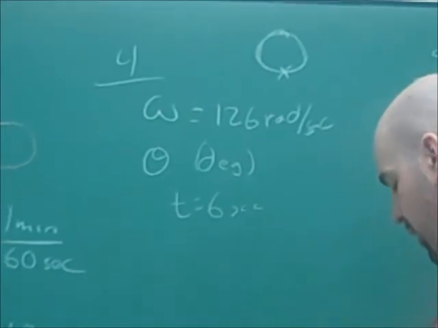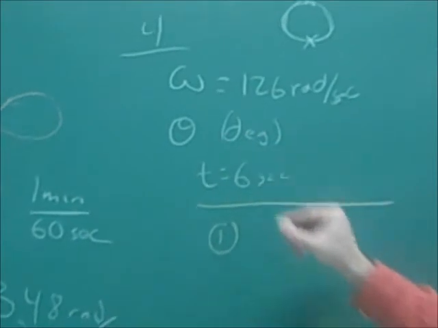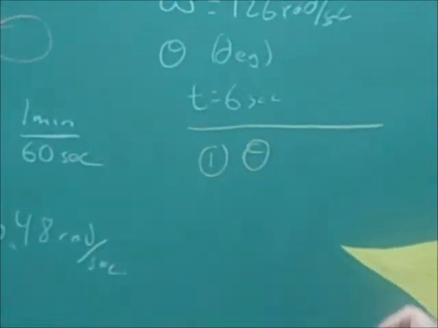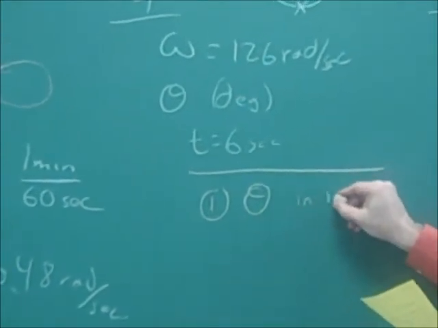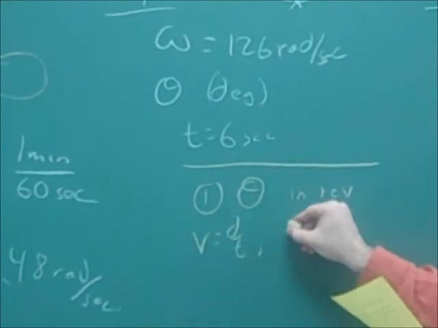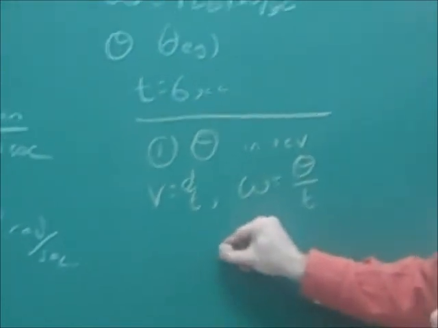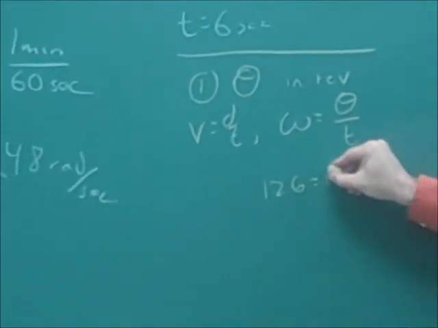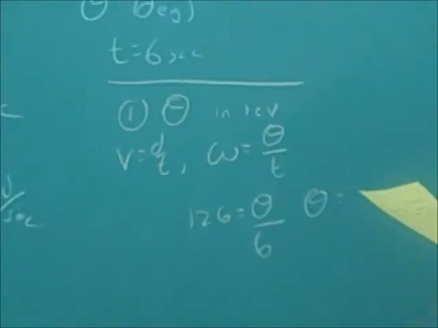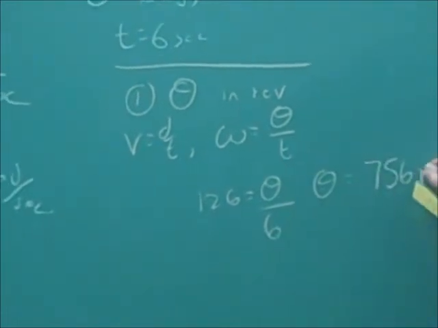So this is going to be kind of unique. I'm going to guide you through it. The first thing I would personally do is find how many revolutions it did. Velocity is displacement over time. Angular velocity is angular displacement over time. This is 126. The time is 6 seconds. I'm going to get the angular displacement to be, I believe, 756 radians.